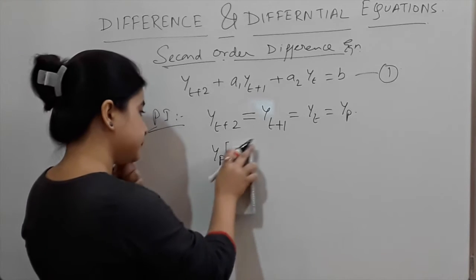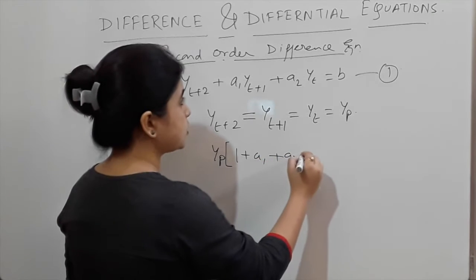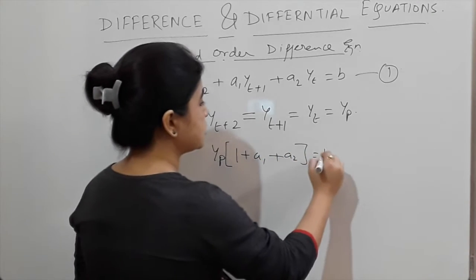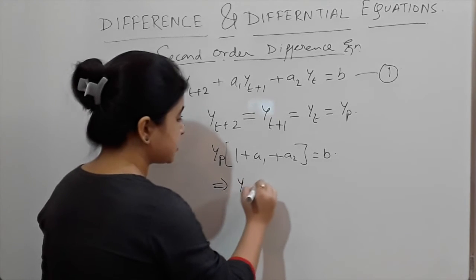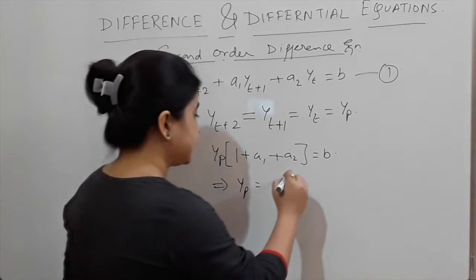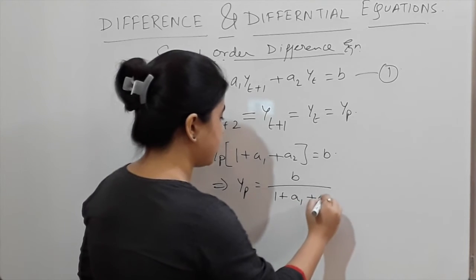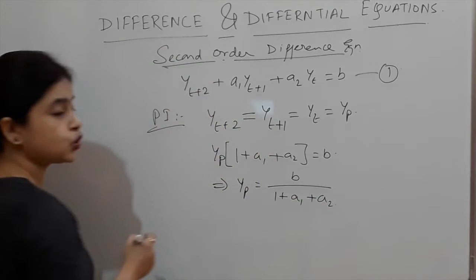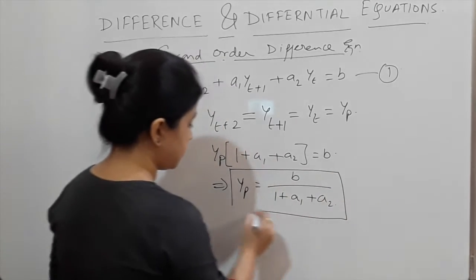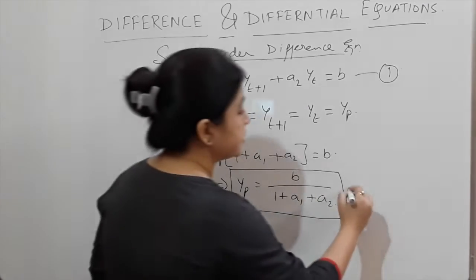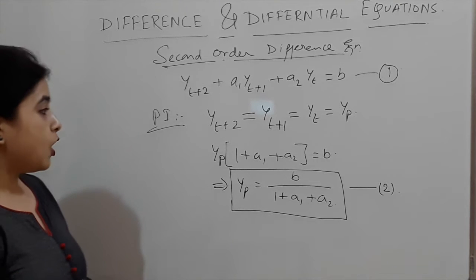Let me take yp as common. So here we will be getting yp times (1 plus a1 plus a2) equal to b, right? And we ultimately need to find the value of this yp because this is the particular integral, and it is equal to b divided by (1 plus a1 plus a2). So this is the particular integral solution. Let me mark it as equation number 2.